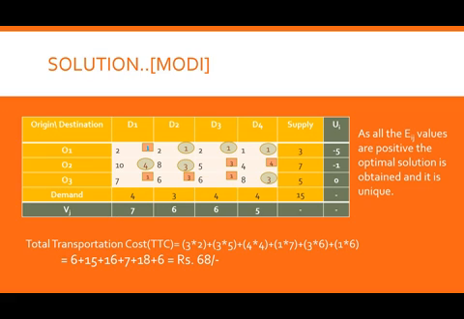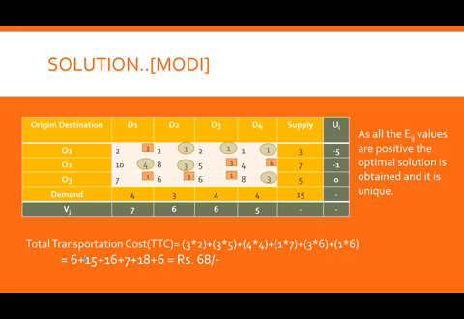So it is 3 into 2 plus 3 into 5 plus 4 into 4 plus 1 into 7 plus 3 into 6 plus 1 into 6. So 3 into 2 is 6, 3 into 5 is 15, 4 into 4 is 16, then 1 into 7 is 7, 3 into 6 is 18. 1 into 6 is 6.